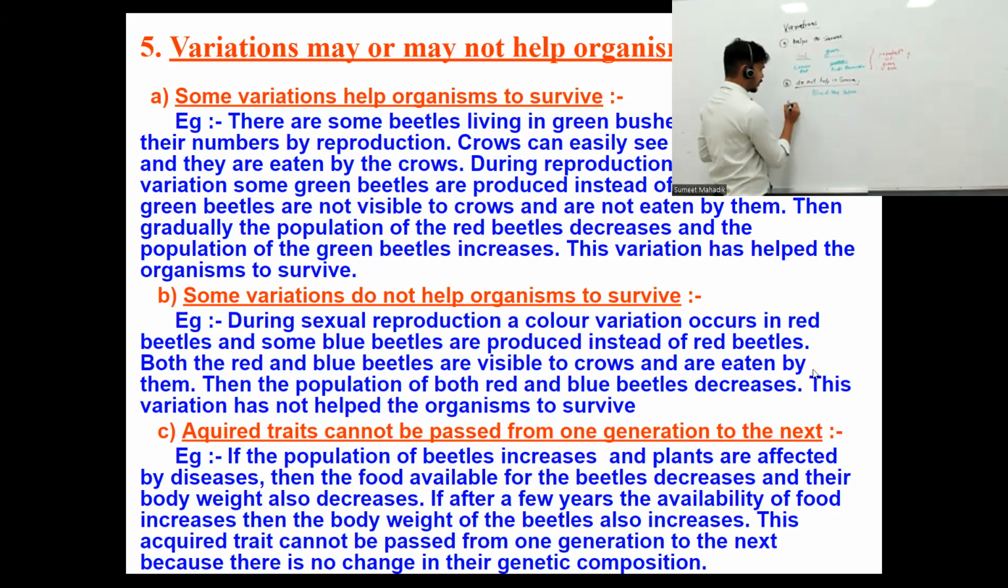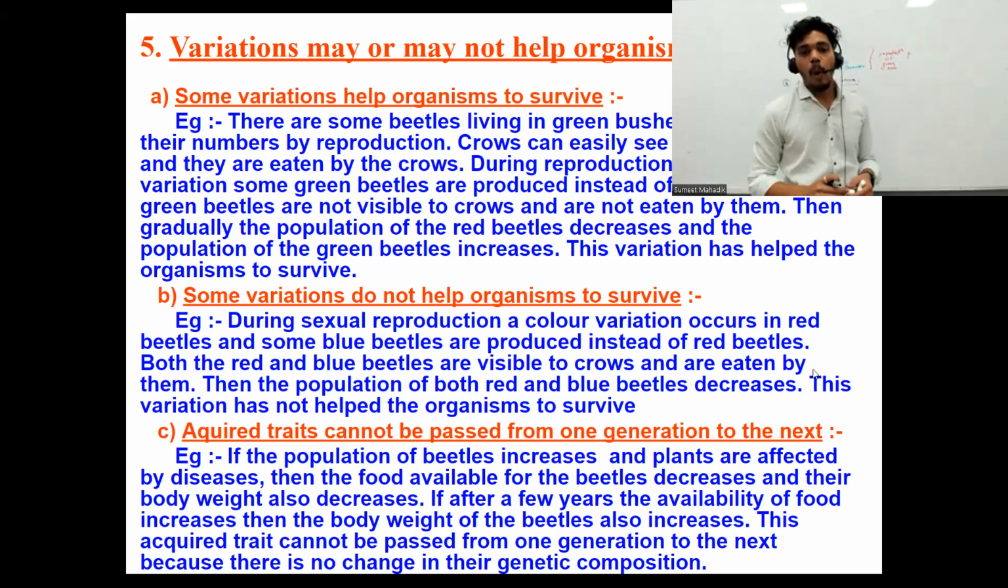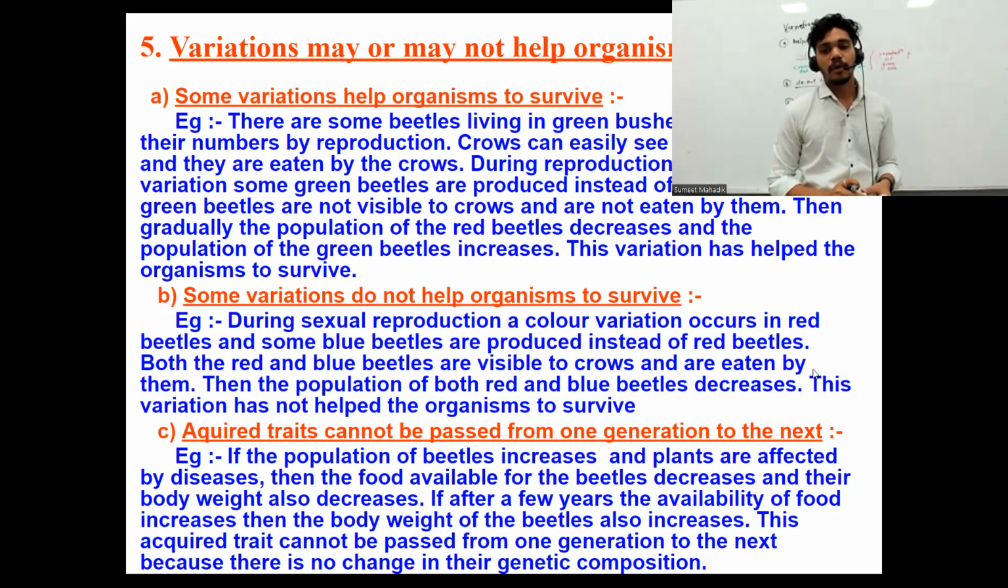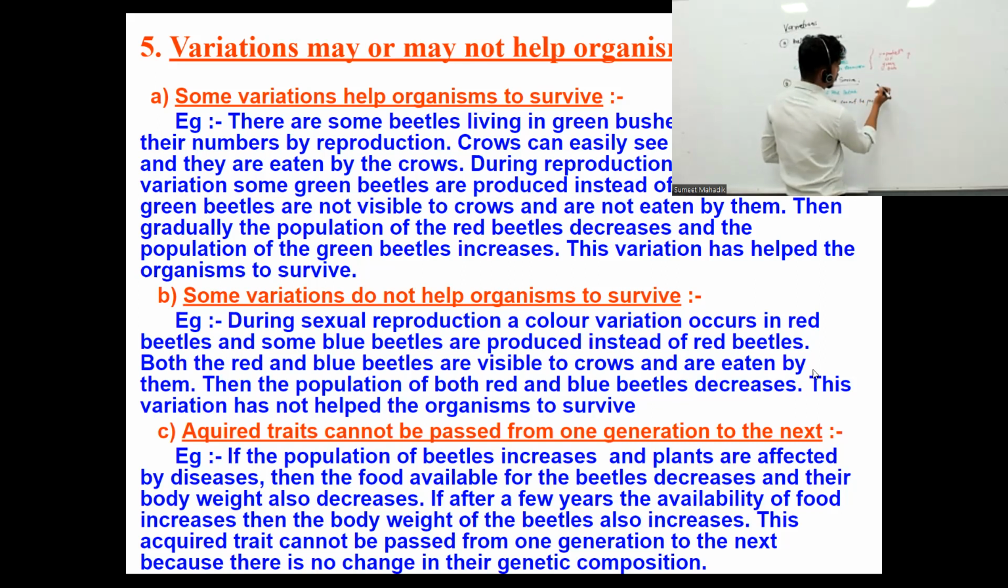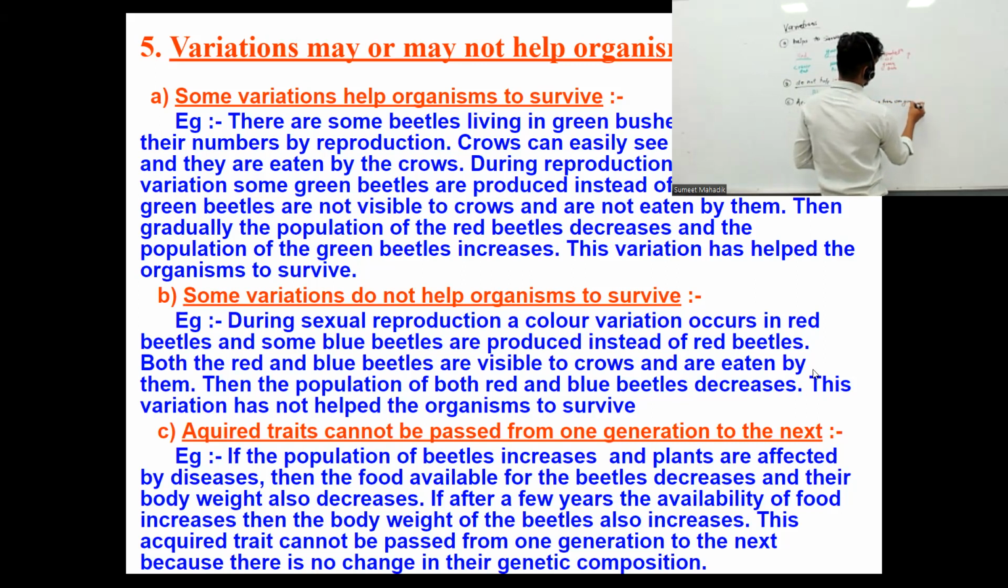A, B, C. C will be what? Acquired traits cannot be passed from one generation to the next. What are acquired traits? Can anybody tell me what an acquired trait is? Acquired traits cannot be passed from one generation to another. What is acquired?